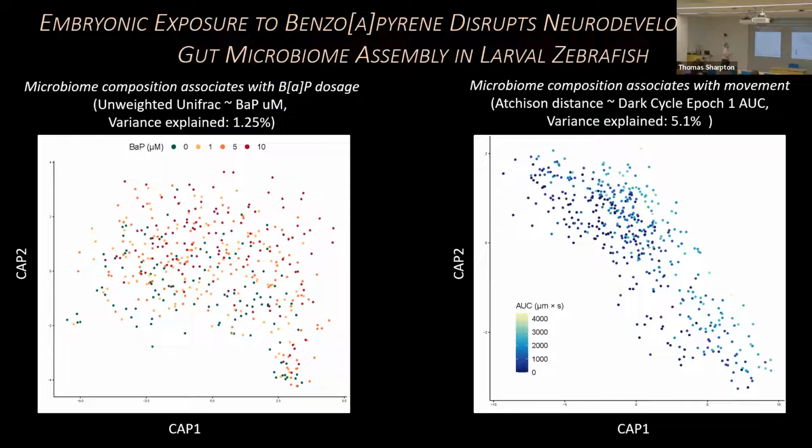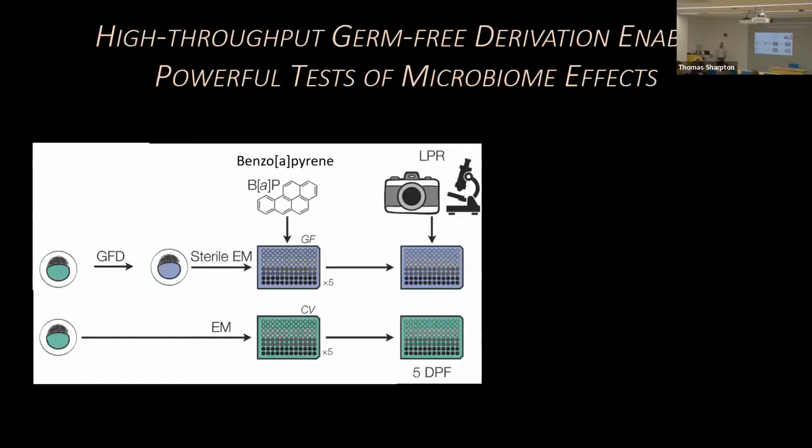So what we're gleaning here is that benzoapyrene exposure is impacting how the microbiome assembles, and that assembly is correlated with the behavior of the fish. But at the end of the day, what we really want to know is if these things are any sort of meaningful causal relationship. So enter the germ-free derivation model. We took the germ-free derivation approach, and we took these embryos and reared them in a way where they're never exposed to any microorganisms and subjected them to the same exposures as compared to embryos that were conventionally reared.